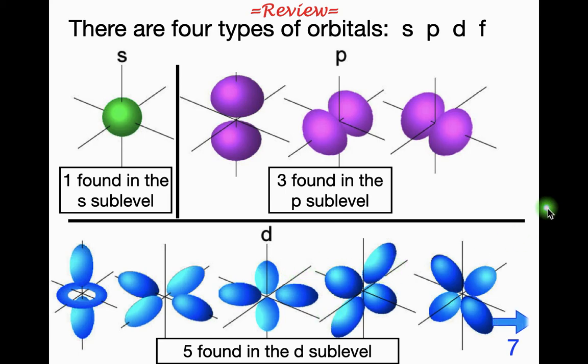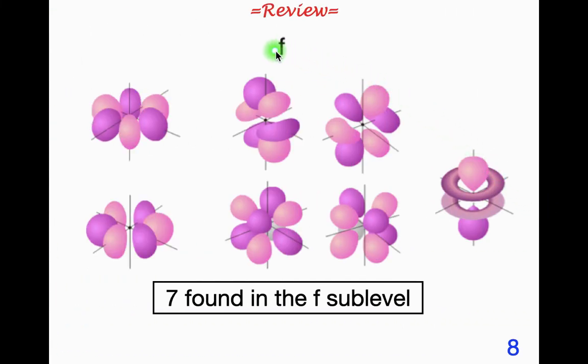Okay, and then the F sublevel has 7 orbitals. Even crazier. Now, each one of these orbitals, a maximum of 2 electrons can occupy that space altogether. Like if this was a filled orbital, 2 electrons, that's the maximum number of electrons that could fill that. The same thing for this and all orbitals. 2 is the maximum number.